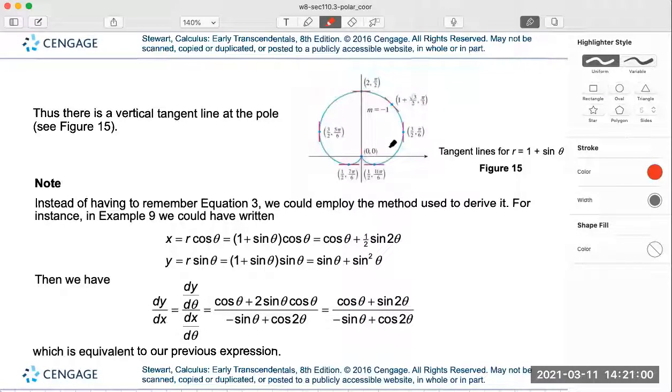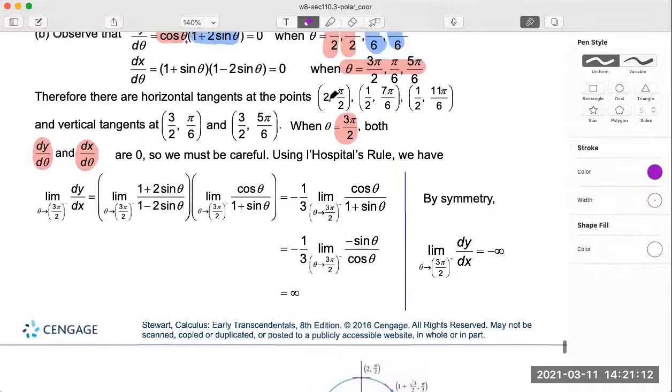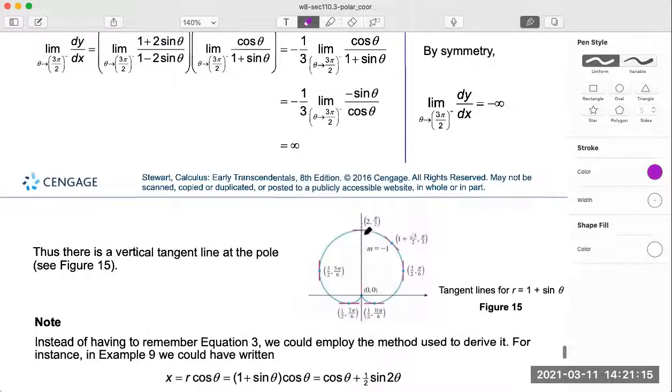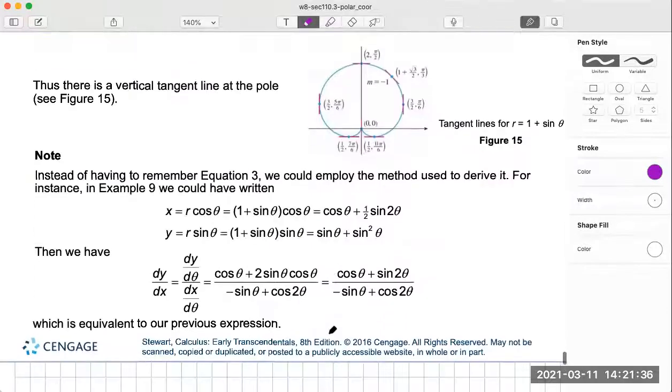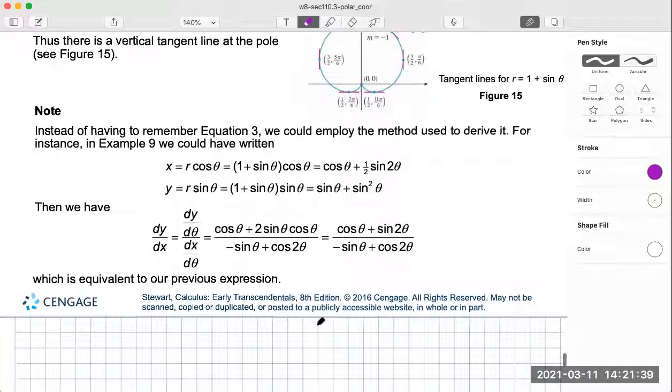In the curve's graph here, we see that the tangent line will be at this point, 2 and pi over 2. This point, this point, this point, this point. The tangent line is horizontal at these points, right? Or vertical at this point, and yeah, at the pole here. Okay, let's double check the remaining part yourself. And I'll see you tomorrow.